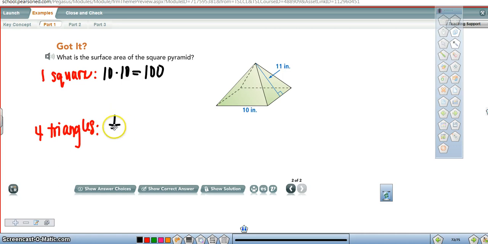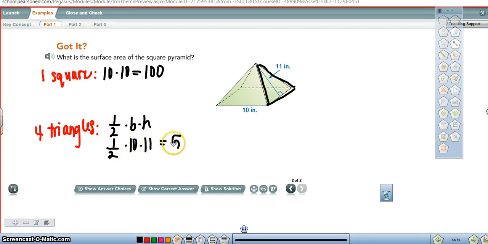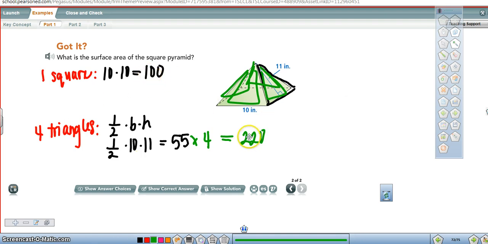For the triangle, we do 1/2 times the base times the height. The base of each triangle here is 10, and the height of each triangle is 11. So half of 10 is 5, times 11 is 55. That's just the area of 1 triangle, and we have 4, the front, the right, the back, the left. So we times that by 4, and that would be 220. So we have the square, and we have the 4 triangles, makes a total of 320 inches squared for our total area.